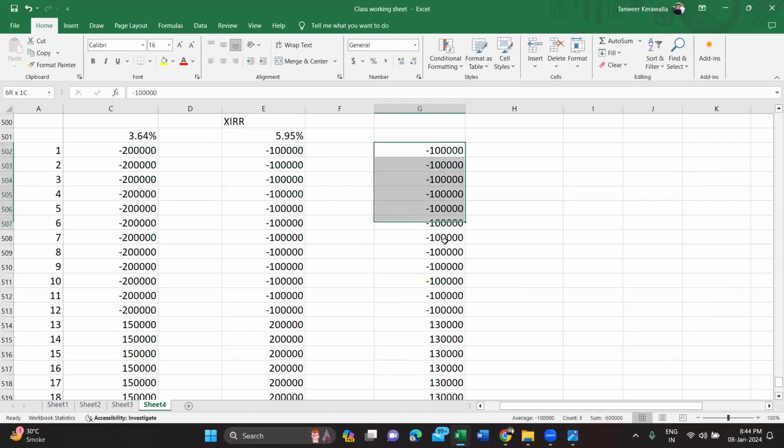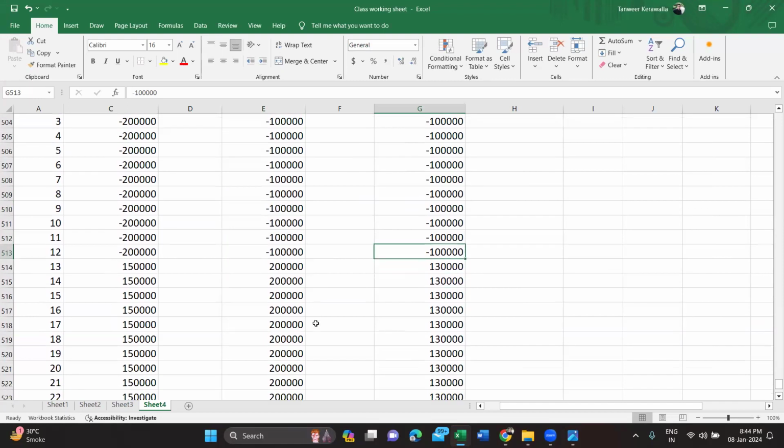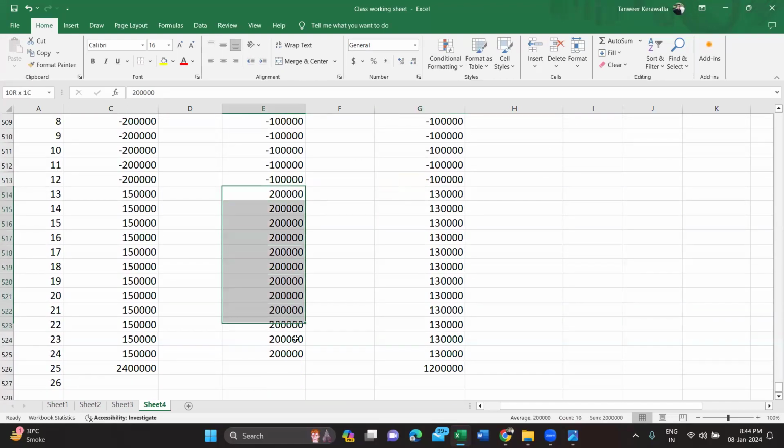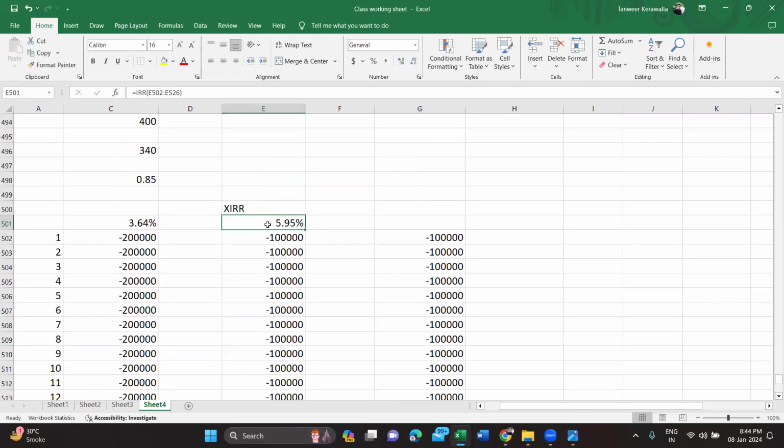Both the schemes require you to invest 12 lakhs in the initial 12 years: 1, 2, 3, 4, 5, 6, 7, 8, 9, 10, 11, 12 years. The first scheme will give you 2 lakh every year for the next 12 years. This scheme will give you 1 lakh 30 every year for the next 12 years, and then 12 lakhs in the end. If I compute the IRR for this scheme, copying the formula and pasting it here, it gives me 5.85%, which is lower than this one.